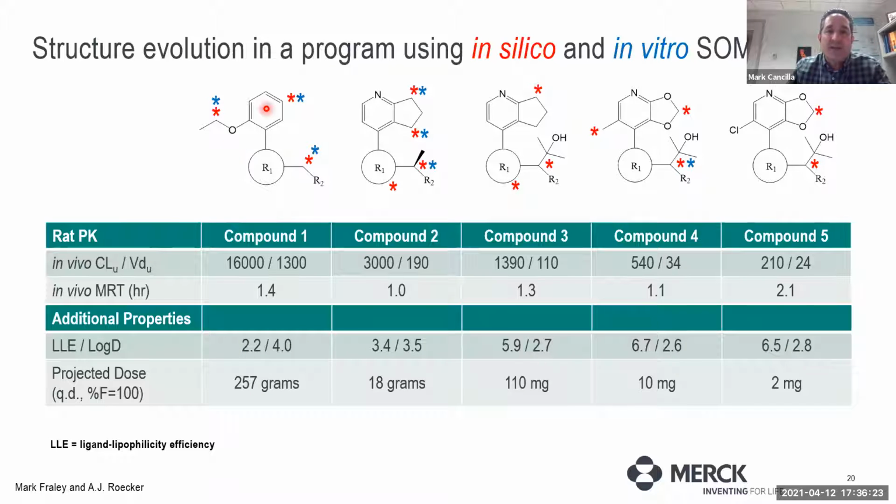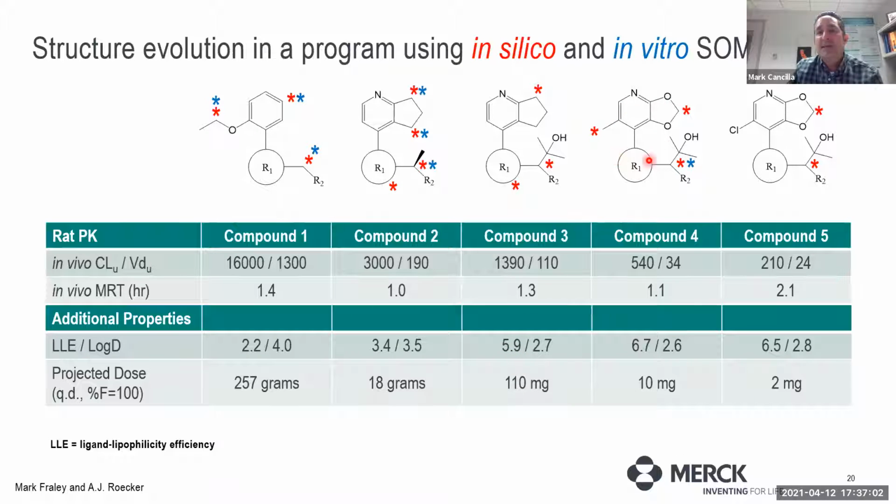But taking this information, they went to the next round. And we did both in silico and in vitro MetID. And you can see, again, they overlap quite well. They were able to start bringing the clearance down, the LLE up. Still too much to be an actual drug at 18 grams. The next round, you notice they dropped the in vitro actual experiment because it kept lining up. So these were just the predicted sites. They were able to drop the clearance again. So we're down to now an actual druggable dose of 110 milligrams. And you can see the LLE is coming up, so that's good.